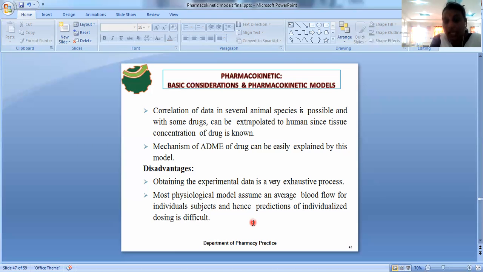Why? Because whatever biological parameters you are considering here, first of all organ size, organ flow, perfusion rate, all these are considered, but all of these vary from one individual to another. In such cases, the prediction of that particular estimation using the physiological models is somewhat complicated.